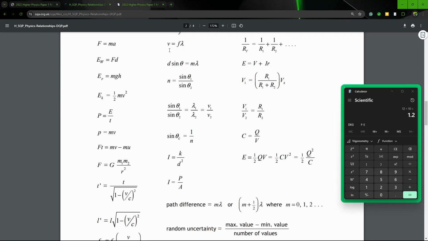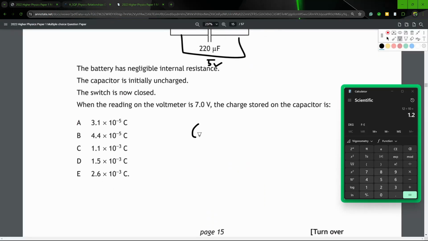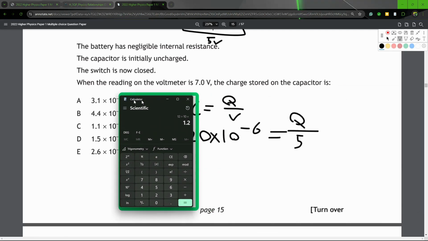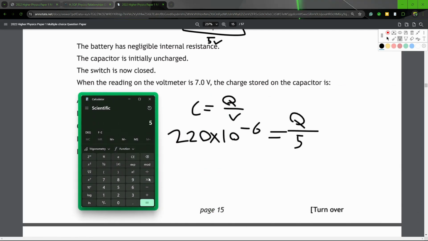We can use this equation, C equals Q over V. Capacitance is 220 times 10 to the negative 6. We don't know what Q is, but we do know what the voltage is. It's 5. So we times 220 by 5.